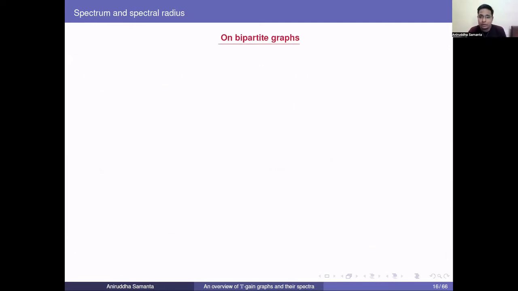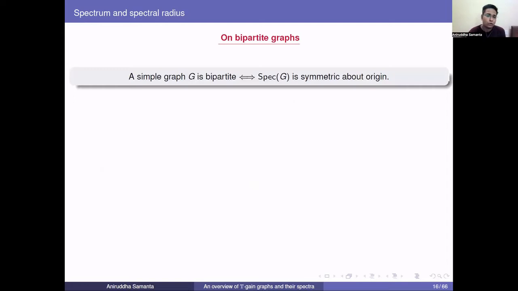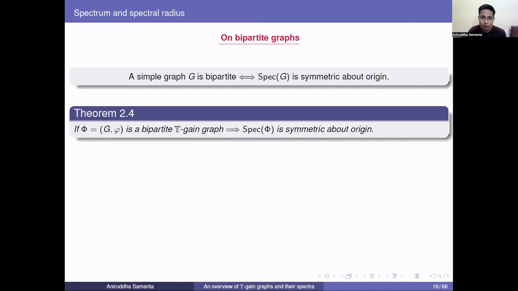Now, a result on bipartite graphs. For the case of a simple graph, we know that a simple graph G is bipartite if and only if its spectrum is symmetric about origin. However, for the case of a T-gain graph, this need not be true. One side is okay, meaning if phi is a bipartite T-gain graph, then its spectrum is symmetric about origin. Here the converse is not true.